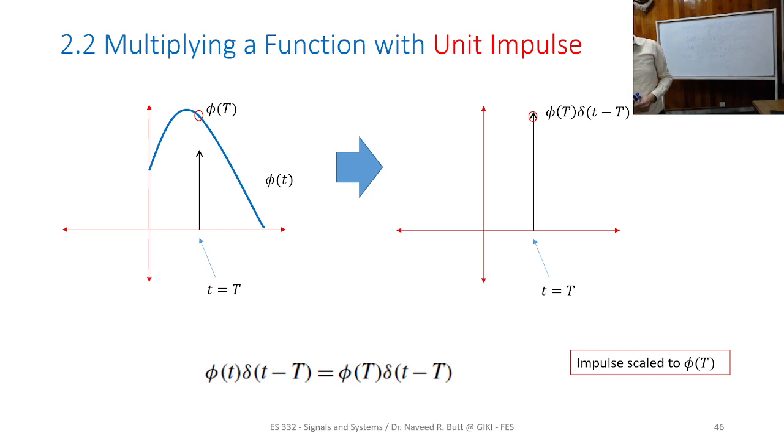Right, so let's see. Now the next step is even more interesting. What happens if you integrate both sides? Let's try it. Integrate both sides with respect to t, from minus infinity to infinity. So you need to take the integral from minus infinity to infinity. If I write the right side, phi T delta t minus T dt.